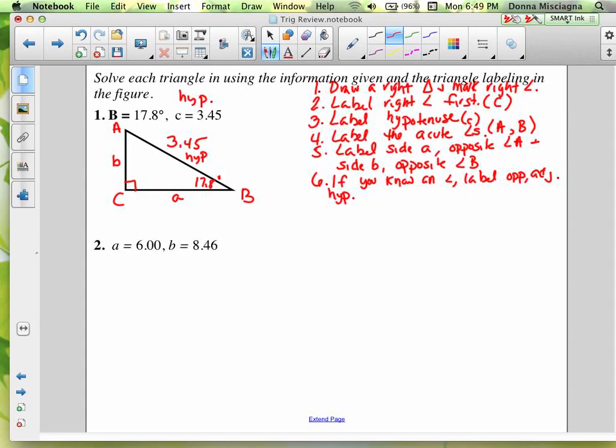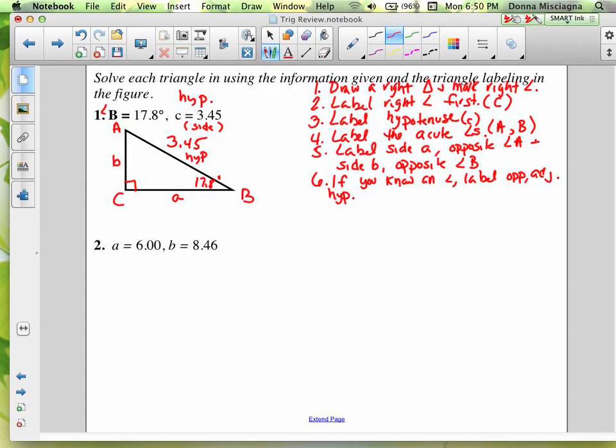So this is an angle B, this is side C. Capital is an angle, lowercase is a side. Now we want to solve for all of our missing information. It might get a little crammed here because I didn't give myself much space, but we'll do our best. We know one side and one angle, so the easiest thing to do is to find the other angle.